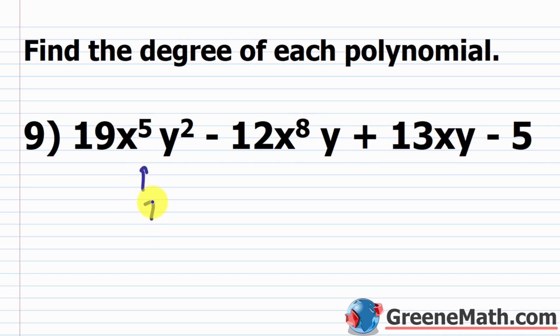So the degree here is 7, 5 plus 2. The degree here is 9, 8 plus 1. The degree here is 2, 1 plus 1. And the degree here, again, if you have just a constant, a number by itself, you could always say this is 5x to the power of 0. But again, you don't have to keep doing that. The degree there is just going to be 0. Okay, so what's the highest degree? This one's 7, this one's 9, this one's 2, this one's 0. So obviously it's 9. So the degree of the polynomial is 9.